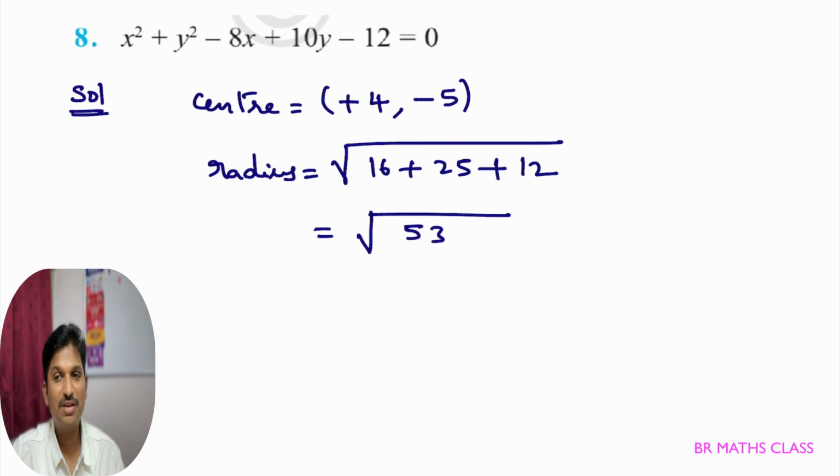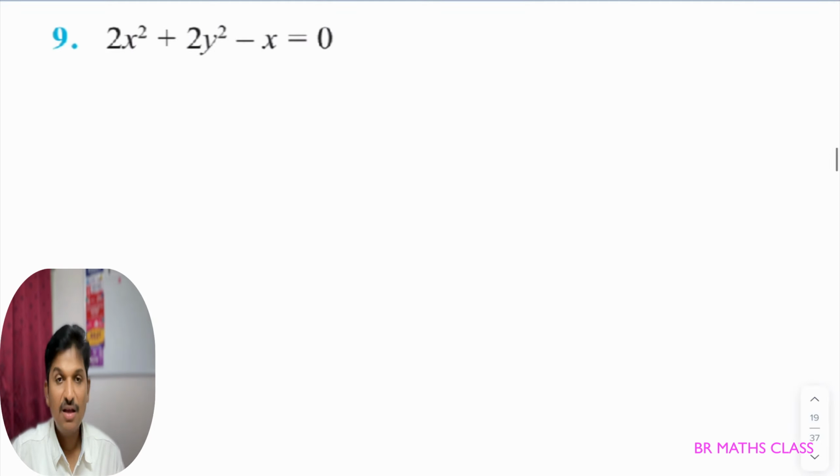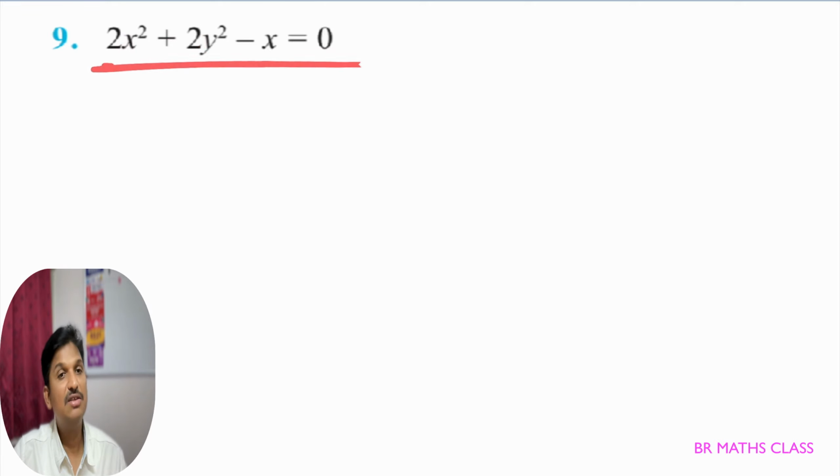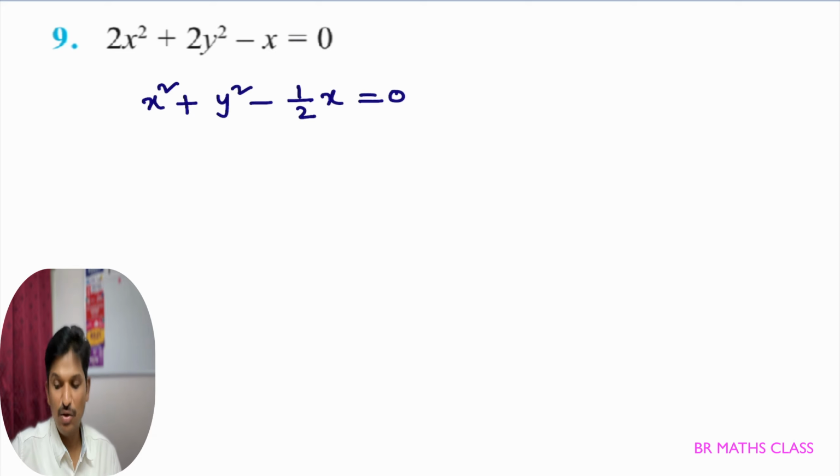This is very simple. Now you see this question number 19. Few interesting things are there in this. First point, x square coefficient is not 1. If this type of thing comes, you make x square coefficient 1. How? Take 2 common or else divide this complete equation with 2, right? I'll divide this complete equation with 2. Then what I'll get? x square plus y square minus 1 by 2 into x equal to 0, right?